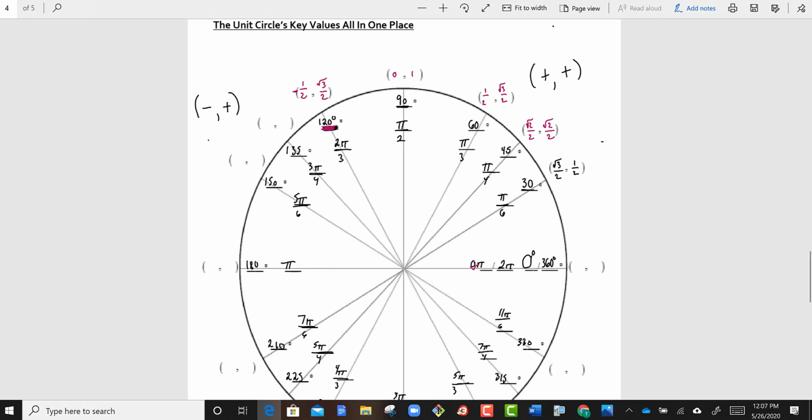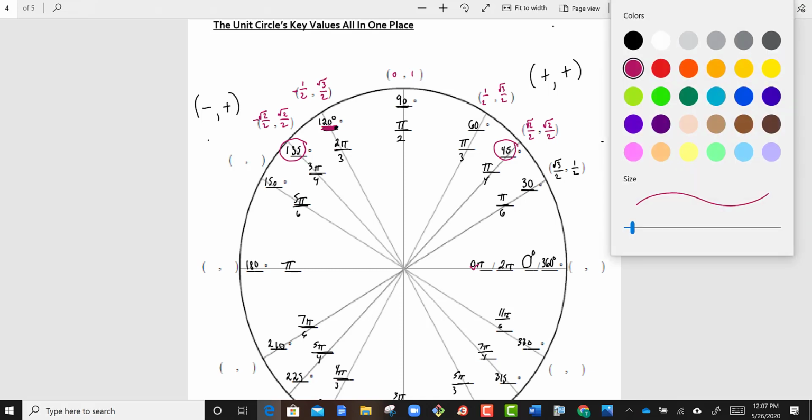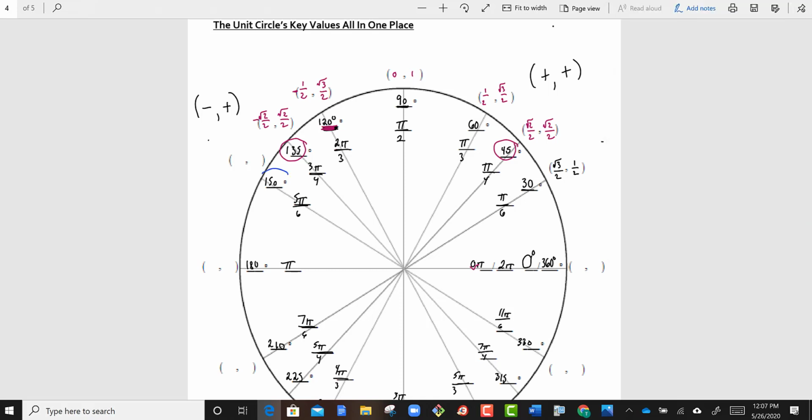135 is 45 degrees from the x-axis. So it's going to be negative radical 2 over 2, radical 2 over 2. And then 150 degrees is the next angle. It is exactly 30 degrees from the x-axis. So it's negative radical 3 over 2, comma 1/2. 180 is easy because we've just gone 1 unit to the left of the origin, so negative 1, 0.